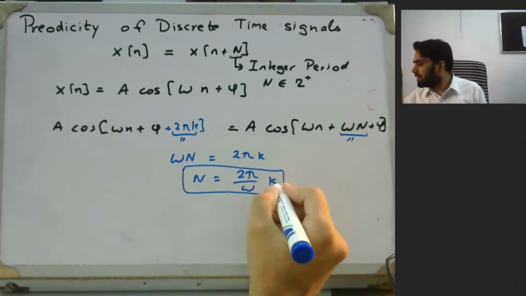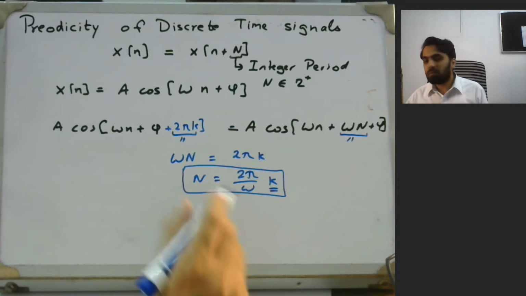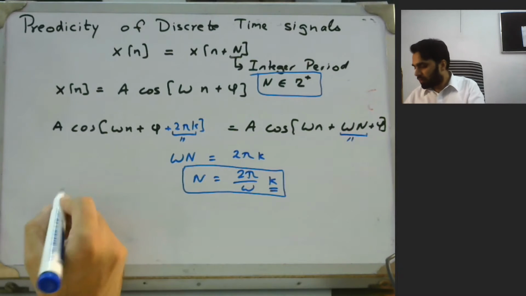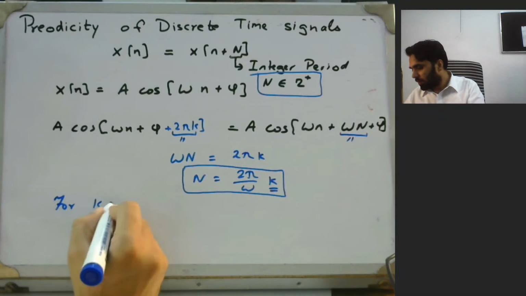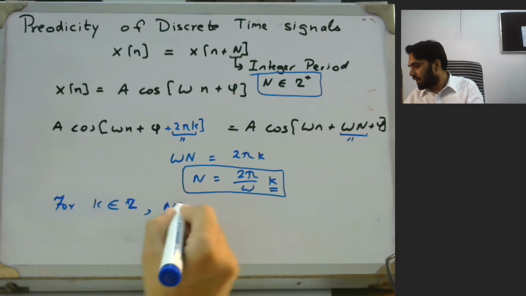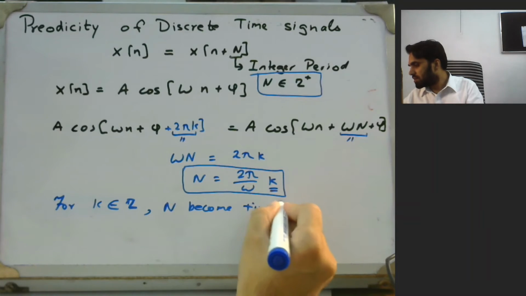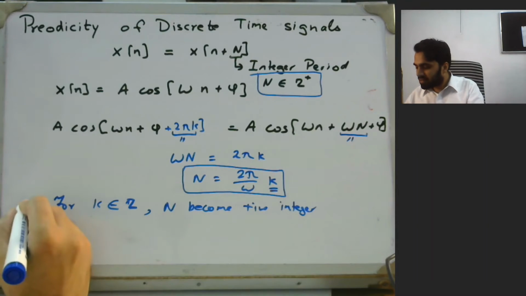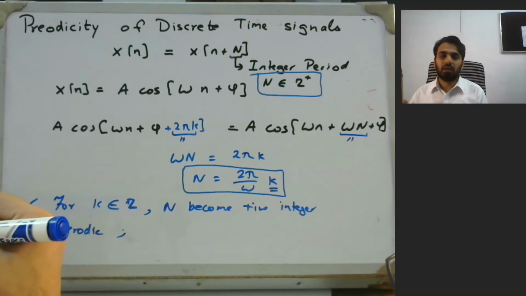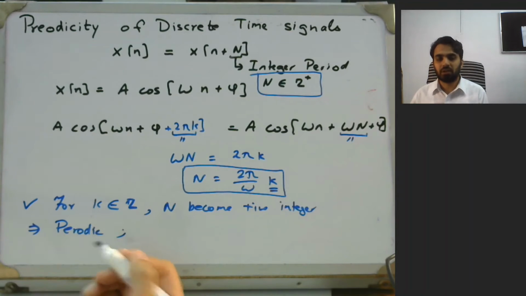So what we need is the value of k in such a way that N becomes an integer. So that was our original condition. So for k belonging to any integer value such that N becomes a positive integer, if this condition is met, this means that the signal is periodic, and if this is not met, this would mean that the signal is not periodic.